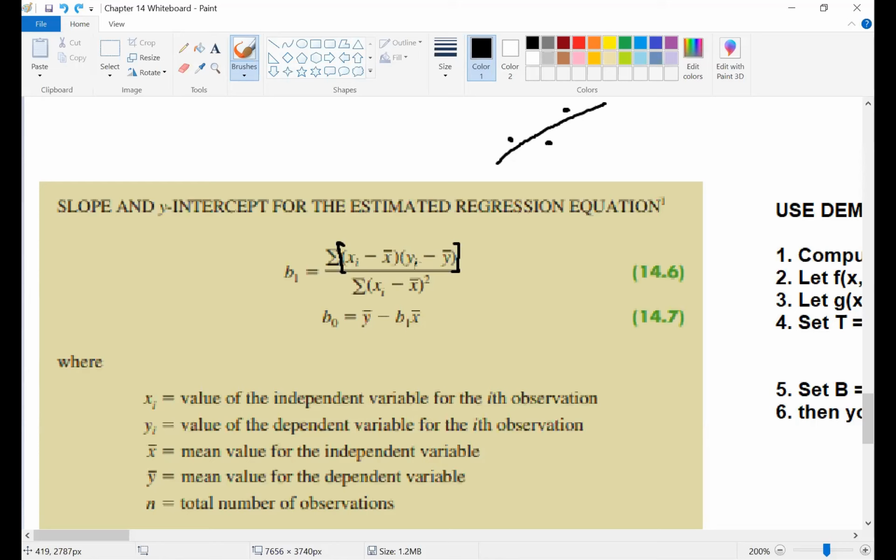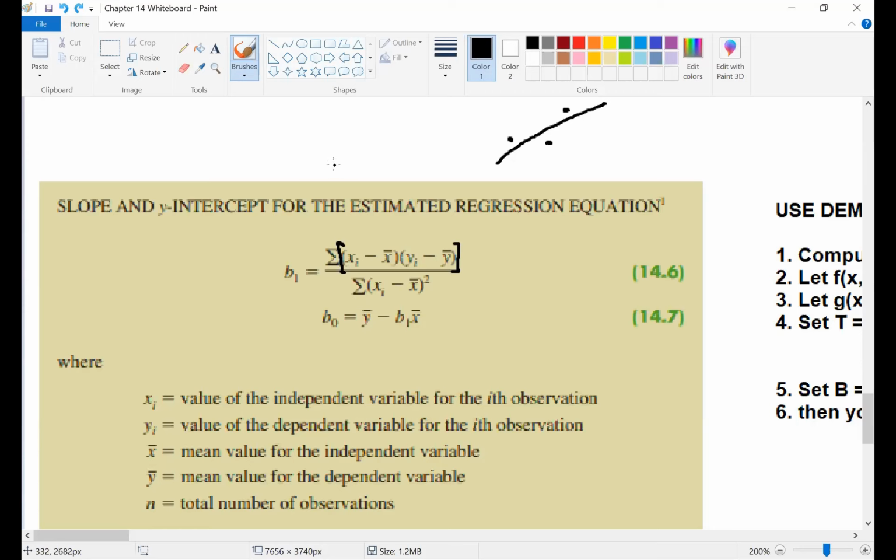Now, once you get your B1, getting the B naught is very easy because your y bar and your x bar by definition are going to be a point on your line because you're centering your line around it. If the B1, your slope, comes from the two sample means, then your B naught should be coming from that. So in this case, we plug in.